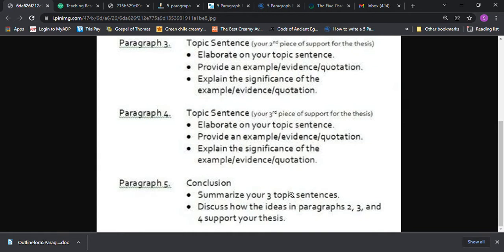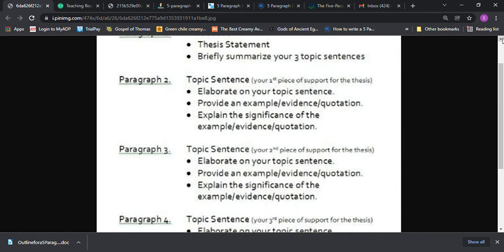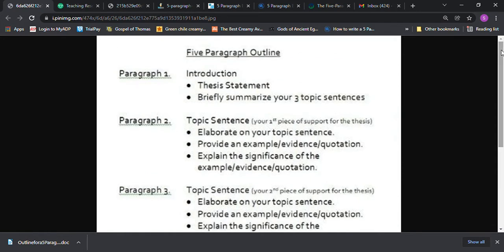Conclusion. Summarize your 3 topic sentences. Discuss how the ideas in paragraphs 2, 3, and 4 support your thesis. This isn't exactly the same outline, but you want to follow that outline that we gave you before. But this is a different kind of an essay because I haven't ever actually done it this way, so I like this way because it's something new. So you can keep that in your binder or portfolio as well for another idea.